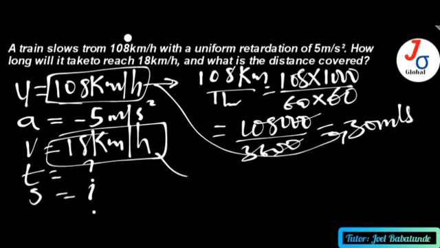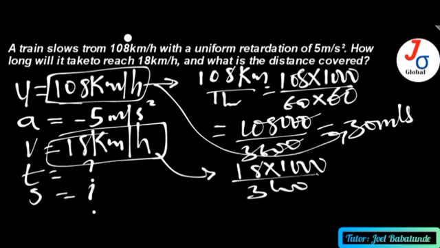So let's calculate for the V. That would be 18 multiplied by 1000 divided by 3600. That's for 1 hour, so this divided by this. And so we have 180 divided by 36, and that's about 5 meters per second. Okay, good. So that's 5 meters per second.